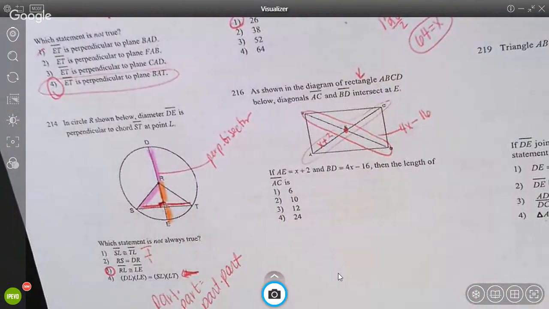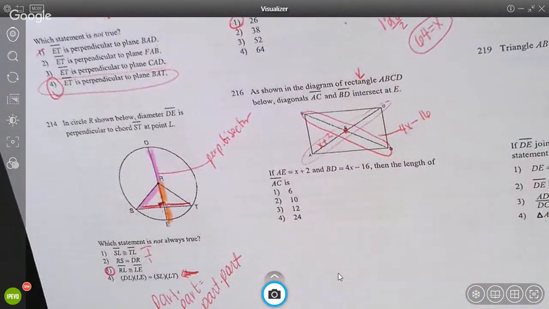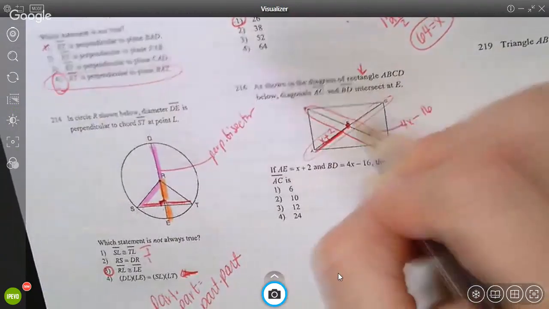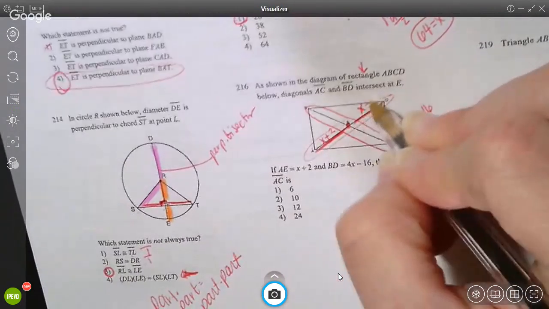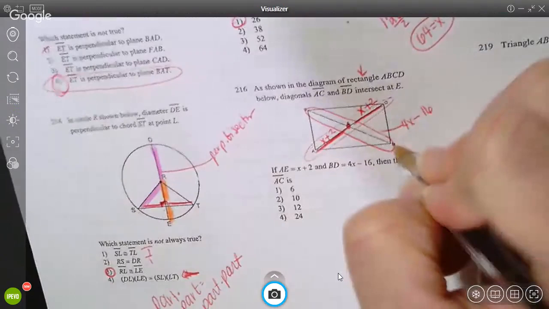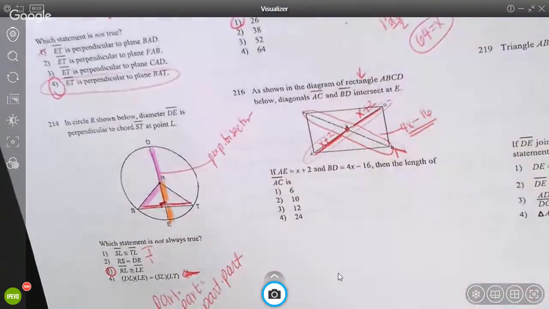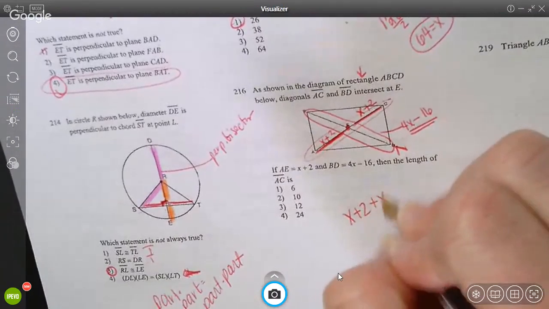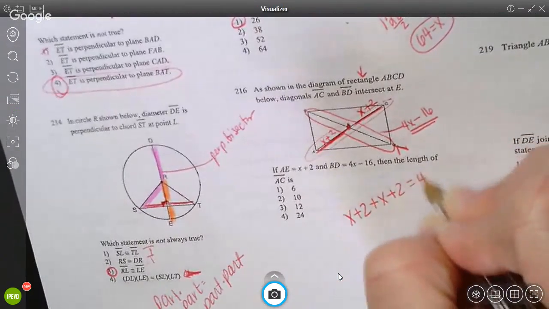Okay, so not only do we know the diagonals bisect each other, because it's a rectangle, we know the diagonals are the same. In a rectangle, when you make paper airplanes, we know that each diagonal has the same measurement. This piece right here is x plus 2, so that means this piece here has to be x plus 2. And we know this whole thing is 4x minus 16. So we're going to do x plus 2 plus x plus 2 equals 4x minus 16.